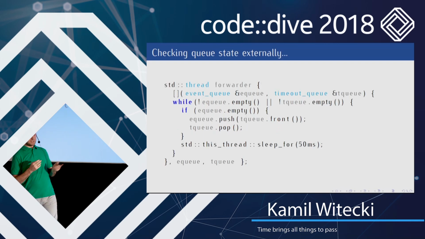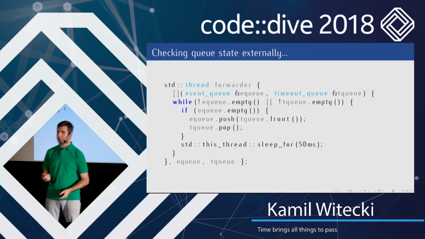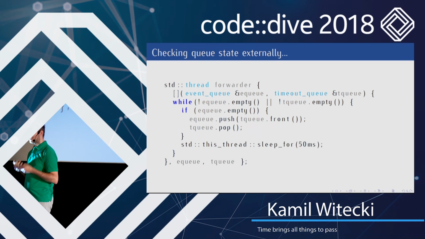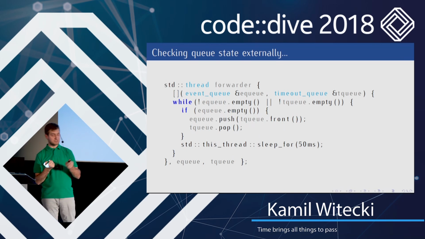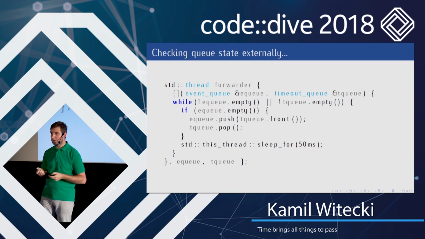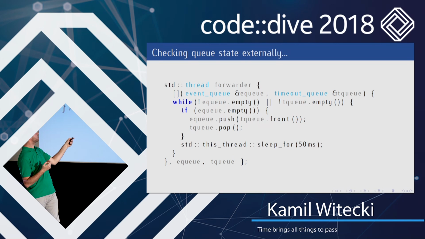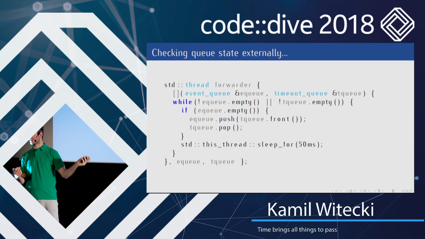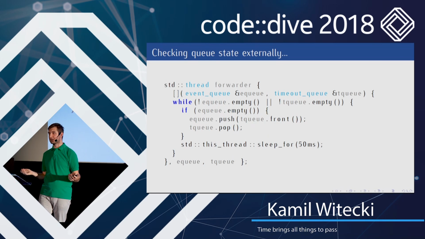So first is the simplest example. We'll basically have a separate thread. We'll be able to check the event queue. We'll define a new thread that is a forwarder. The forwarder will be simply checking if the event queue is empty, if the timeouts queue is empty. If so, then our application is done. We can just exit. There are no events, there are no timeouts. It means nothing can happen in that application anymore.